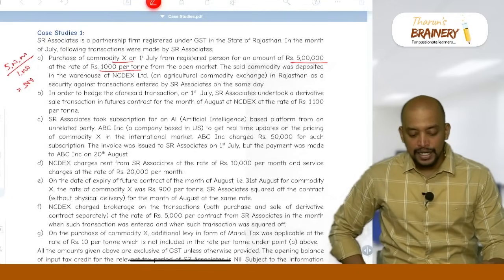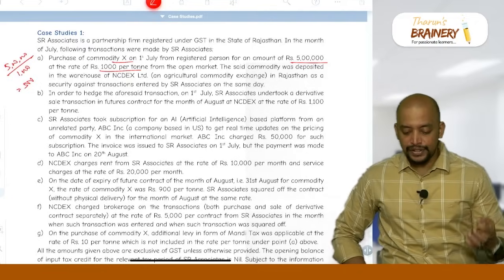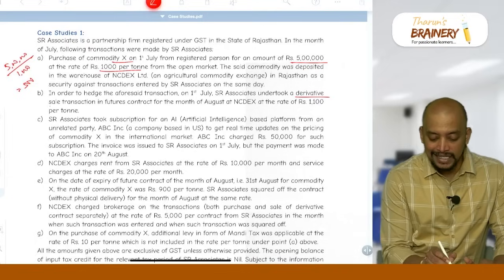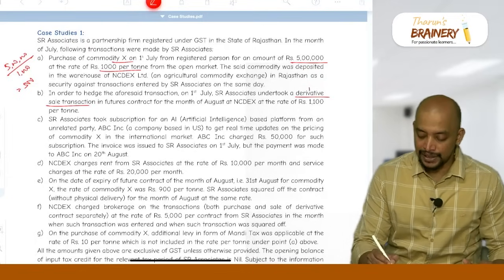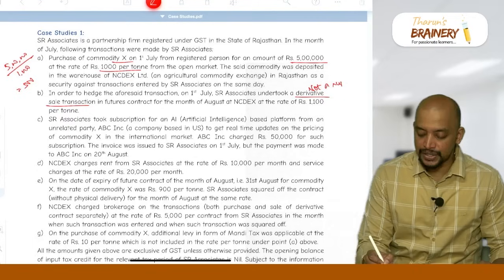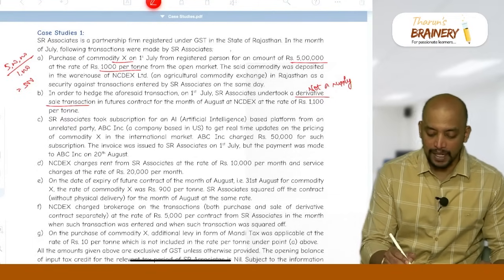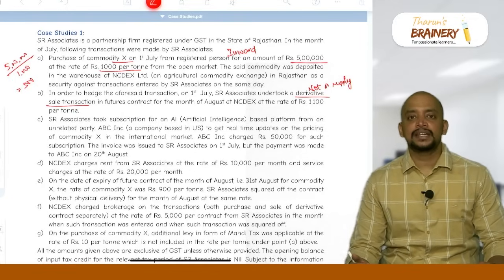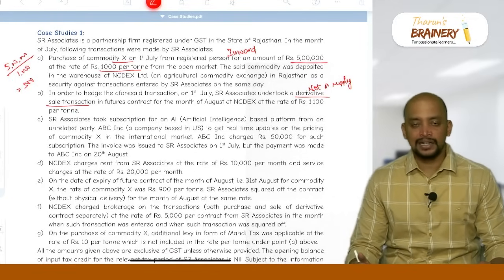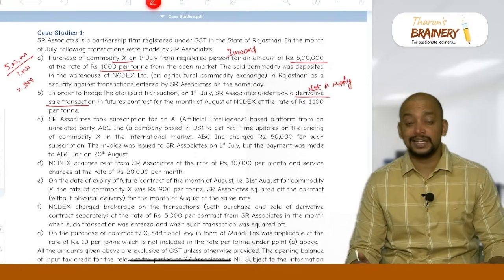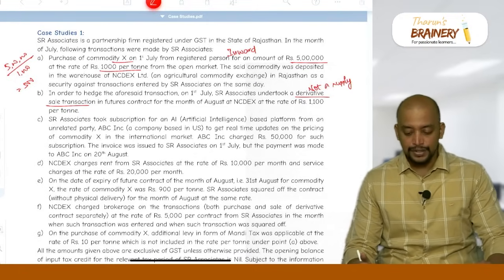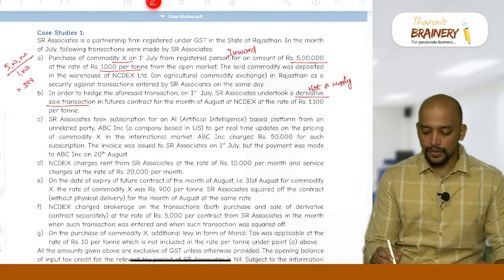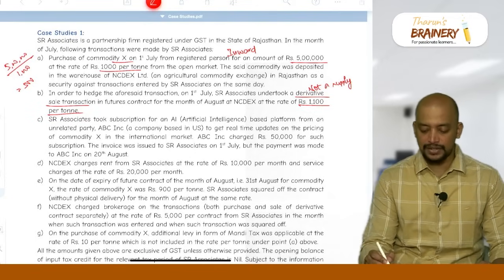So here, in order to hedge the aforesaid transaction, on 1st July SR Associates undertook a derivative sale transaction. A derivative sale transaction is not a supply. Why is a derivative transaction not a supply? The simple reason is that a derivative transaction comes under transaction in securities, and transaction in securities is neither goods nor services. Consequently it is not a supply. They make a sale at the rate of 1100 rupees per ton, but it is not a supply.